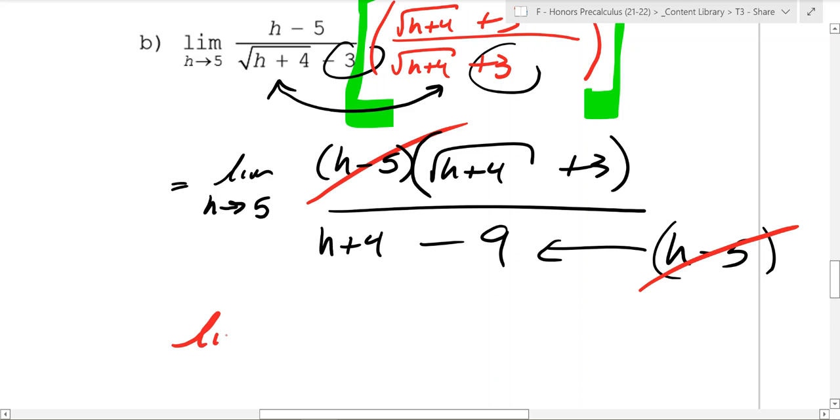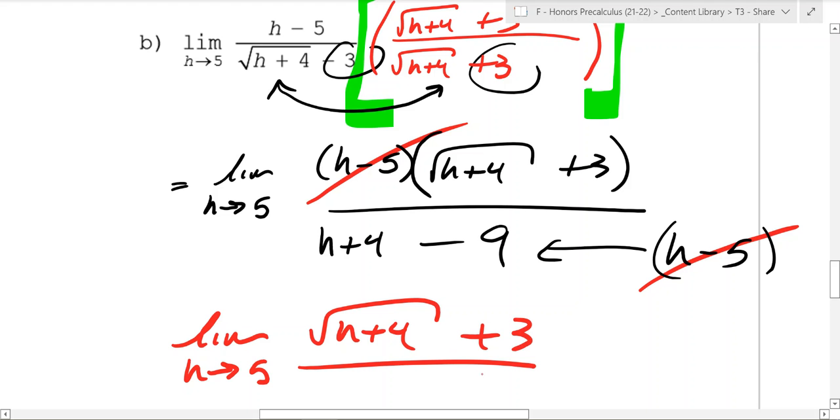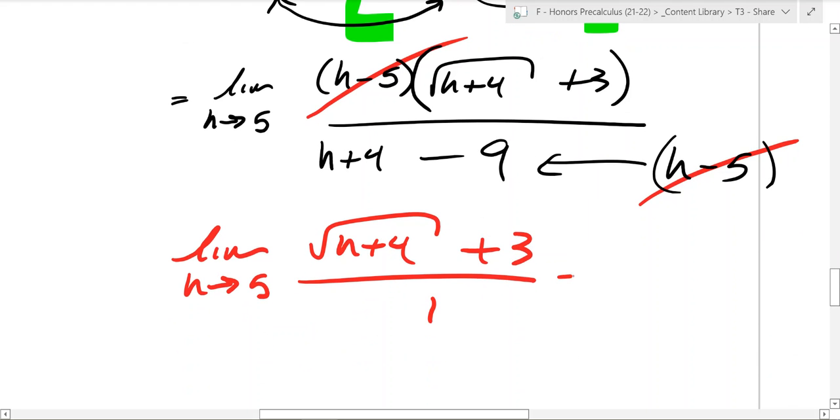So what do you end up with? The limit as h goes to 5 of the square root of h plus 4 plus 3, just all over 1. Now can you plug in 5? Yeah, you get the square root of 9 plus 3. This just turns into 6.